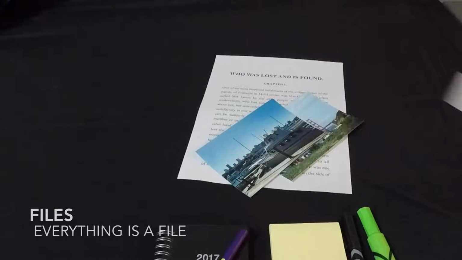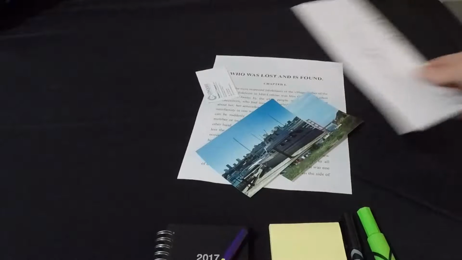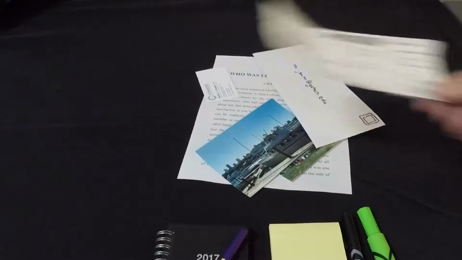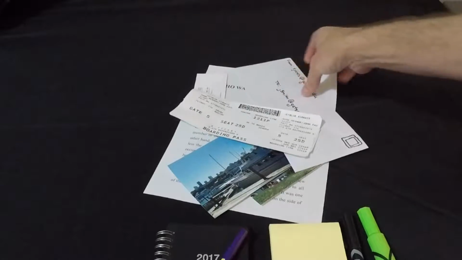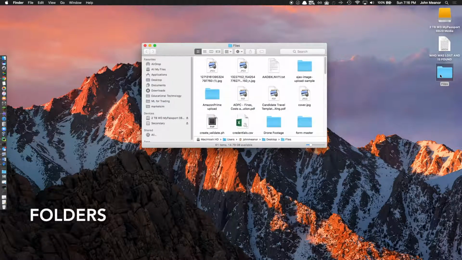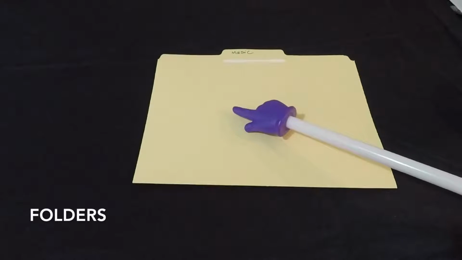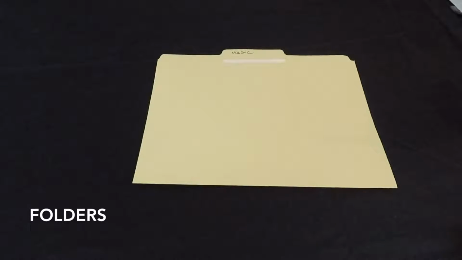A vast majority of the files that you will use on your computer, you can think of just like physical files. Think of a massive filing cabinet. That's basically a computer. We will discuss files in much more depth in a later episode. A folder is a special type of file that can hold other files, just like in the real world. Folders can even contain other folders.